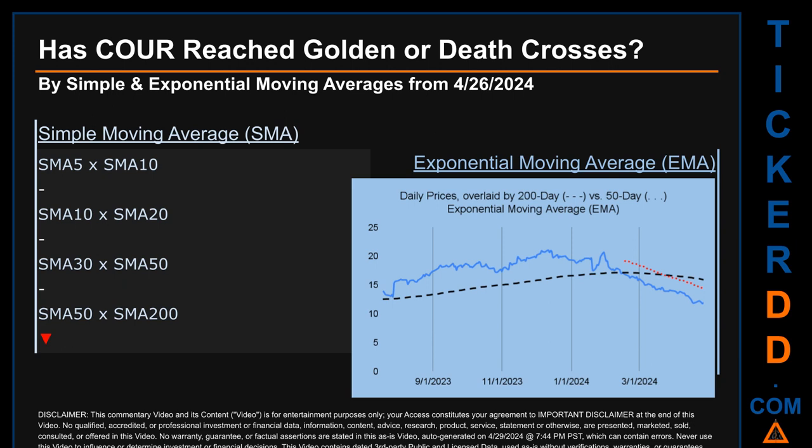For simple moving average, by comparing 50 to 200 days, we found a bearish death cross signal because the 50-day SMA crossed below the 200-day. Continuing with SMA, we looked across the 5 to 10, the 10 to 20, and the 30 to 50-day ranges to see if golden and death crosses had been reached. We could not find either a golden cross or a death cross signal for the 5 to 10, the 10 to 20, or the 30 to 50.